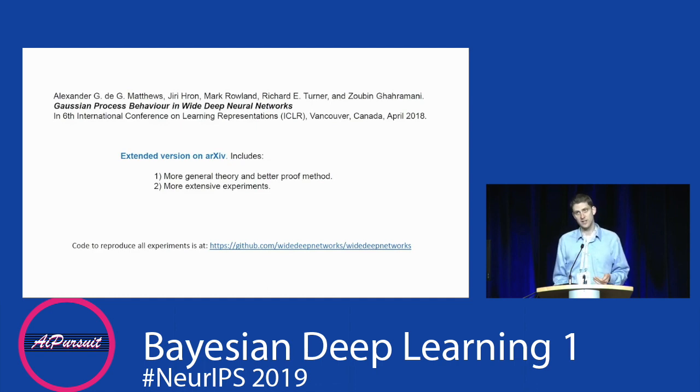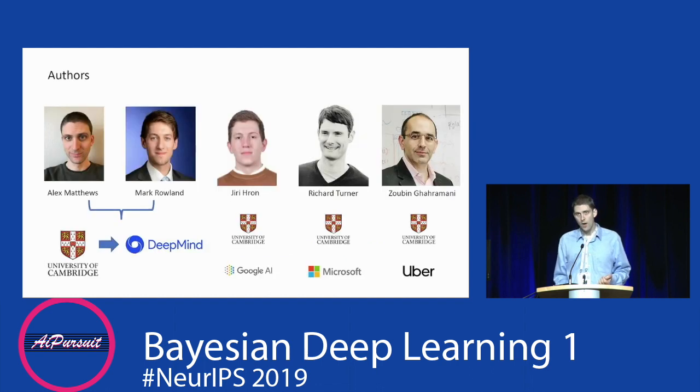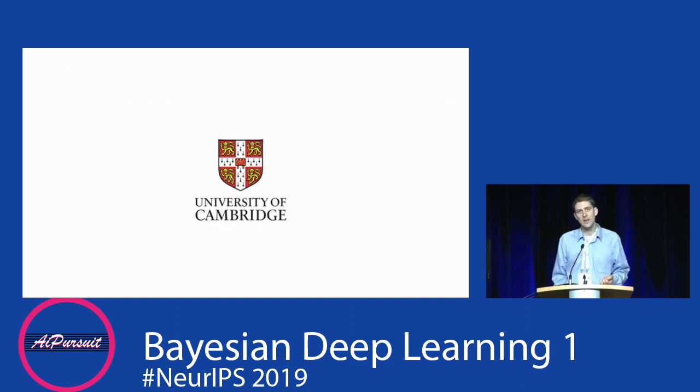I should also mention there's an extended version of this paper on arXiv, which includes a more general theory and more extensive experiments, and there's code to reproduce this. I'll share the slides as well so you can follow these links. Okay, these are the co-authors. Mark Rowland and I have since moved to DeepMind, and there's Jiri Hron, Richard Turner, and Zoubin Ghahramani. But really this work is mostly a product of the University of Cambridge.